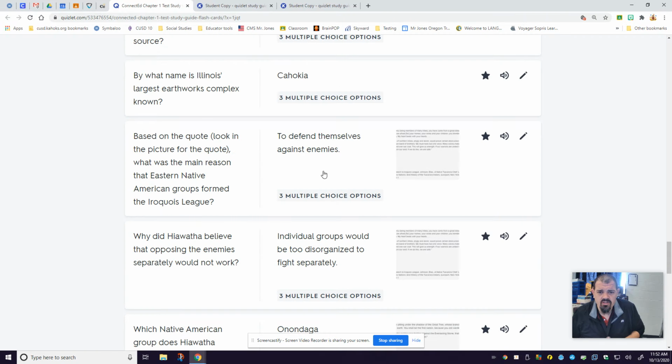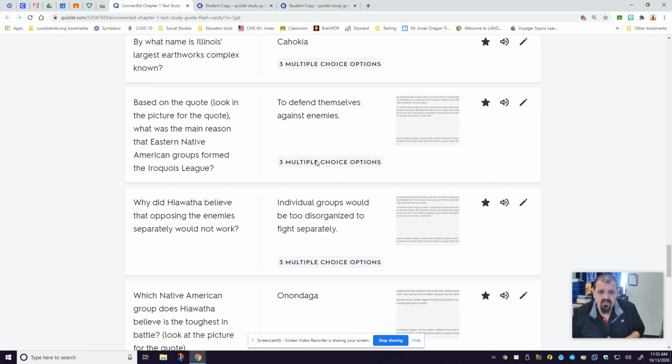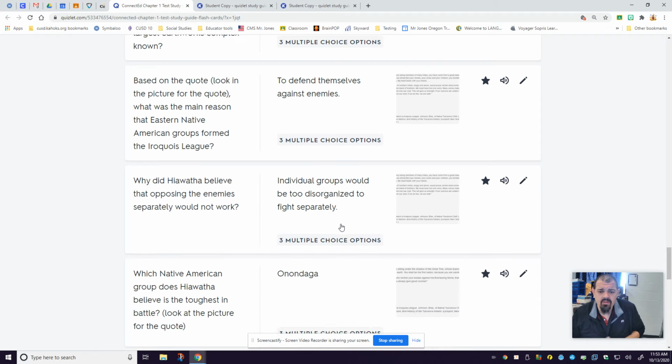Okay, so if we look at the questions here, why did they put the Iroquois League together? To defend themselves against enemies. Why did opposing their enemies separately not work? Because they would fight disorganized and separately.